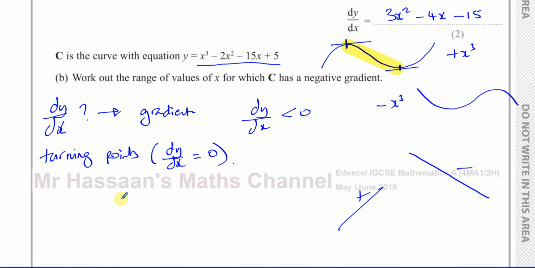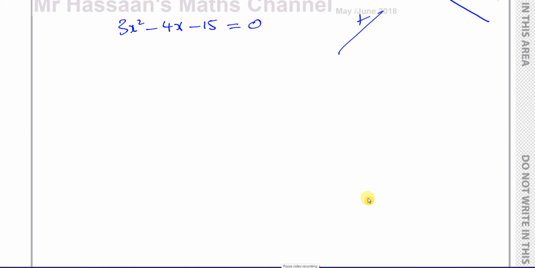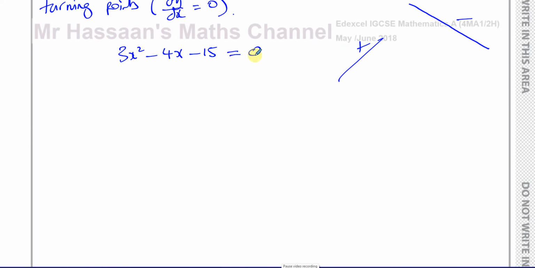So we have to take our equation 3x squared minus 4x minus 15, and equate that to 0. That will tell us the x values of those 2 turning points, and it's between those 2 x values that the curve is going to be falling, meaning it has a negative gradient. So how do we solve this equation? Well, this is a quadratic equation, and you have to show that you have factorized this. You can't just use your calculator function for this. You should show how you factorized it.